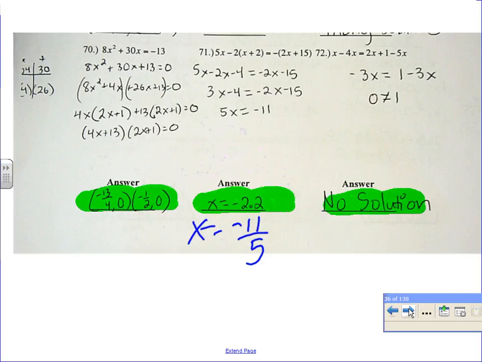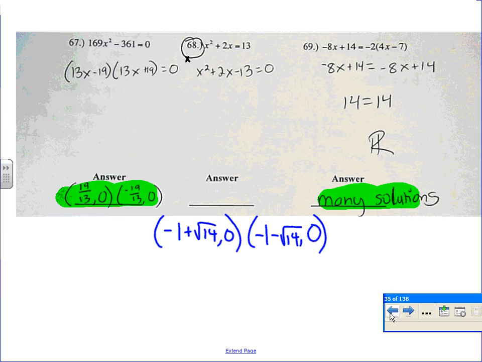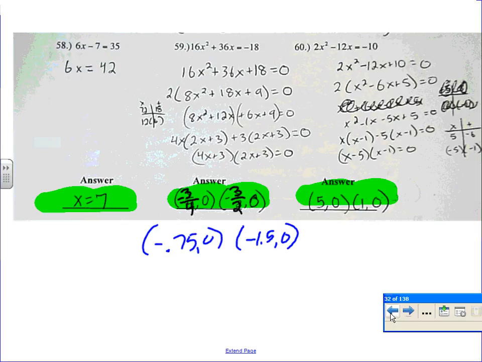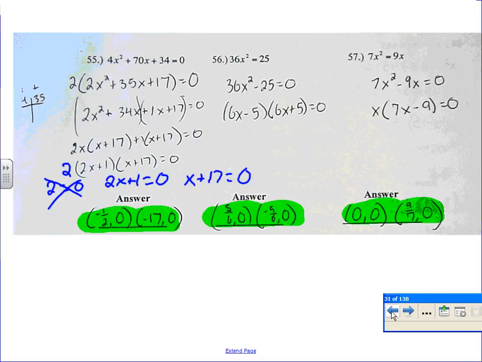Okay, does anyone need repeats before I ask about questions? Nathan, what number? 6, I'll go to 60 first for you. 60 should be 5 and 1, and then you said 57? Or was it 56? Okay, 57, 0, 0, and 9/7, comma 0.